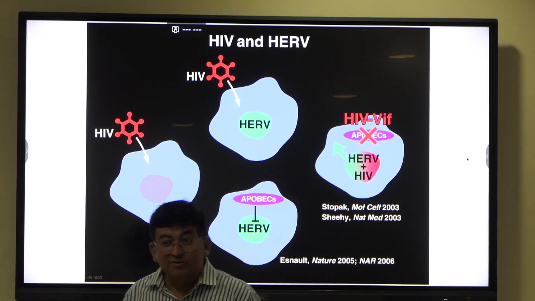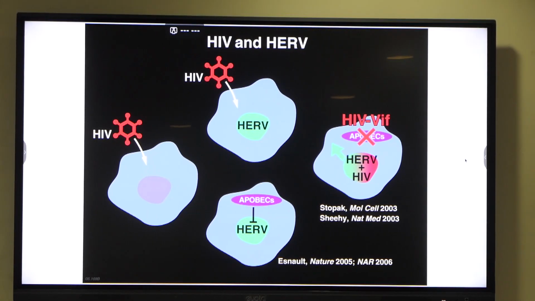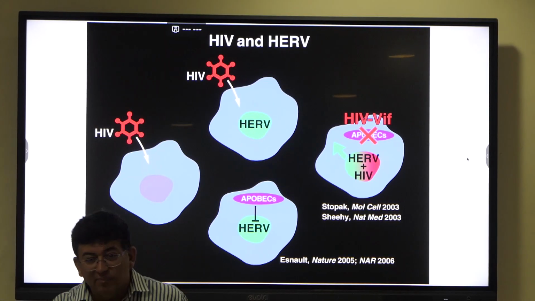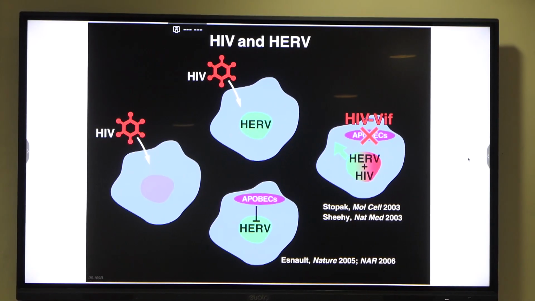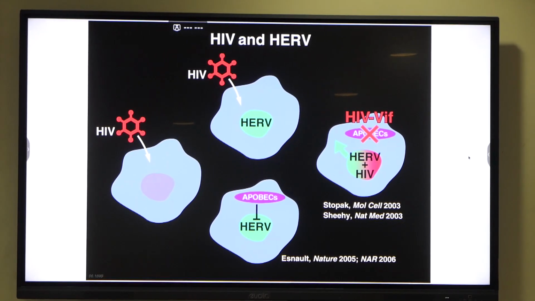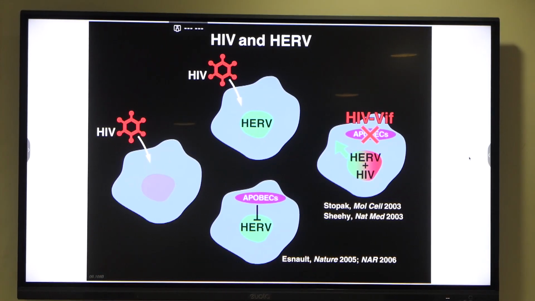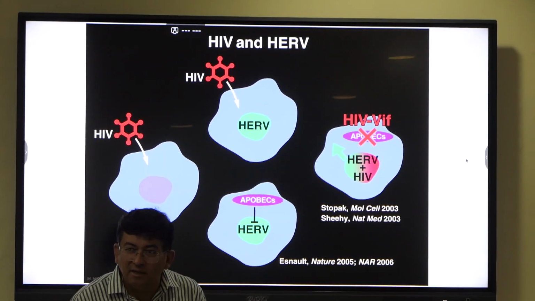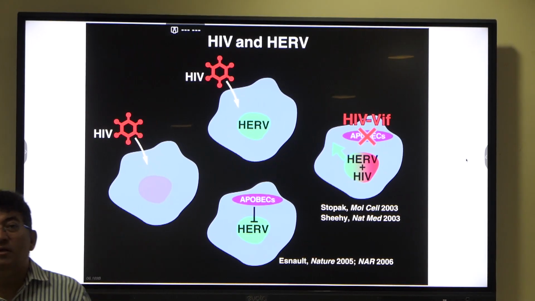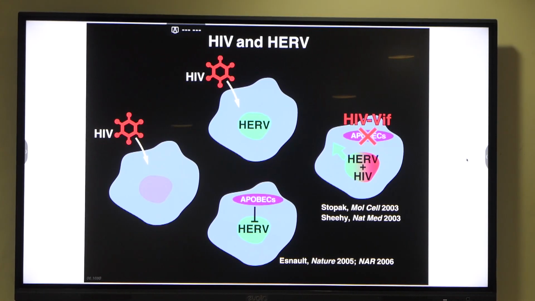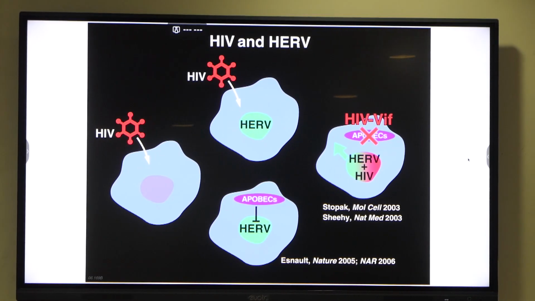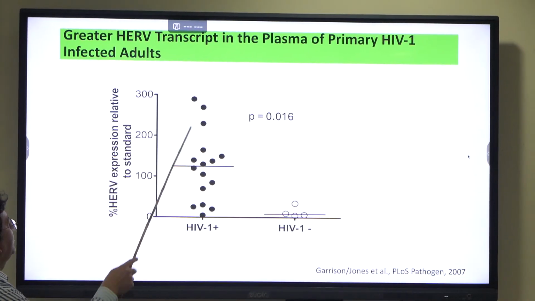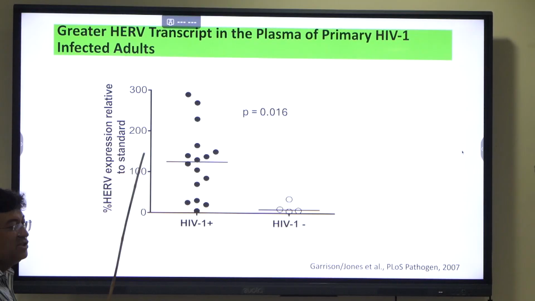So with this concept in mind, the people back in San Francisco did some work. They took plasma samples from HIV-infected persons and extracted RNA. They also took samples from healthy individuals, and after extracting RNA, they did a PCR study. In the PCR study, they looked for a particular HERV envelope region. And what they found was that in HIV-infected subjects, there is an upregulation of human endogenous retroviruses compared to HIV-negative subjects.